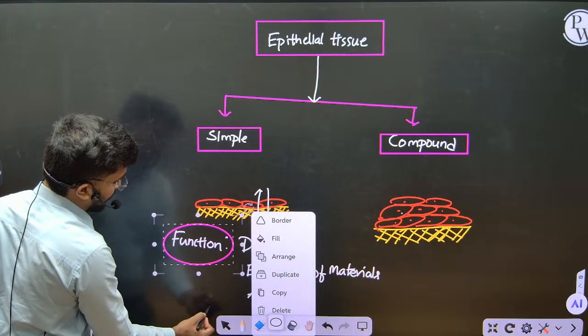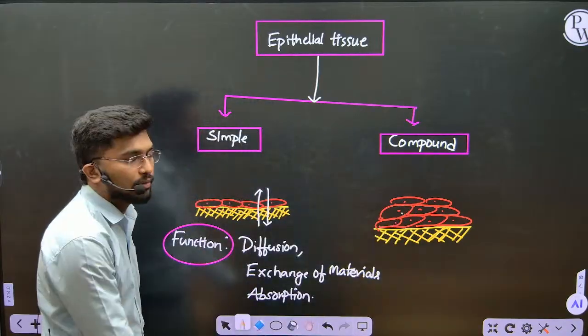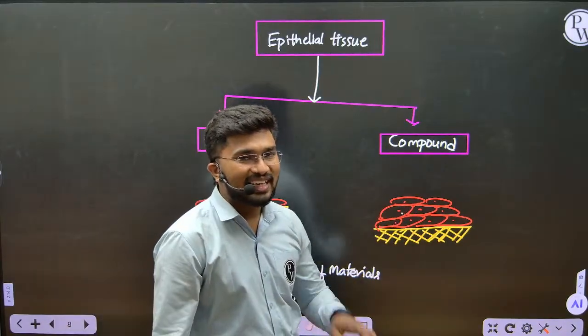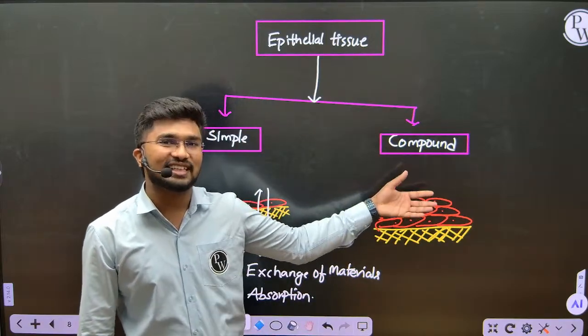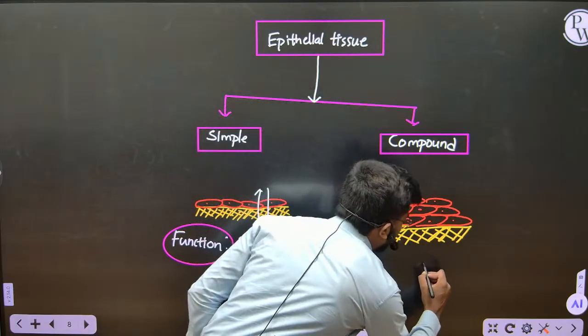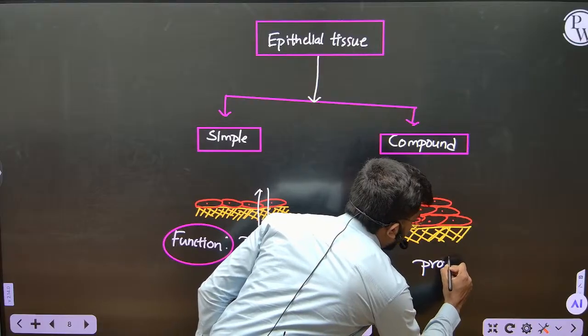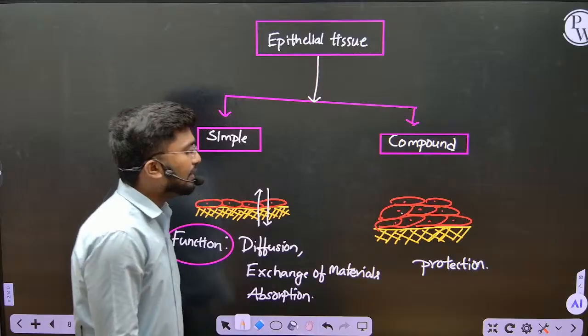Clear? Okay. Now let us see the function of compound epithelium. As I said earlier, by seeing this you can tell it has multiple layers of cells. As it has multiple layers of cells, the major function is protection. What is the major function? Protection. Are we clear with this?